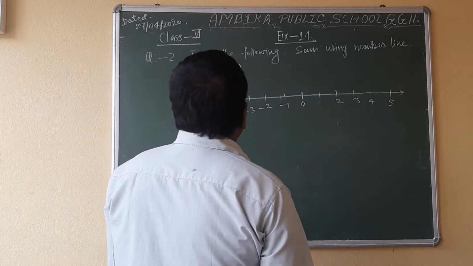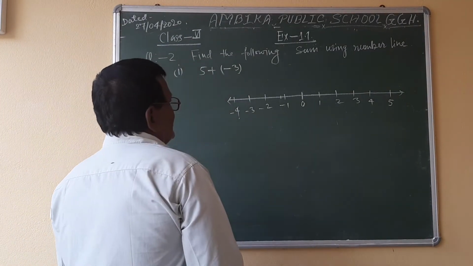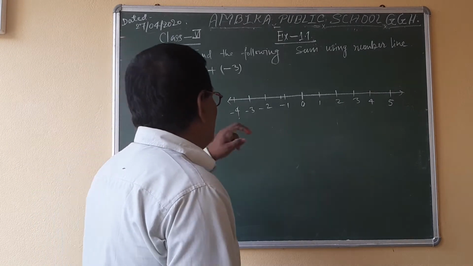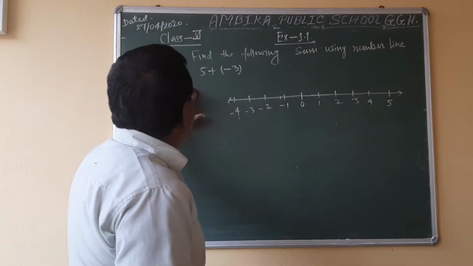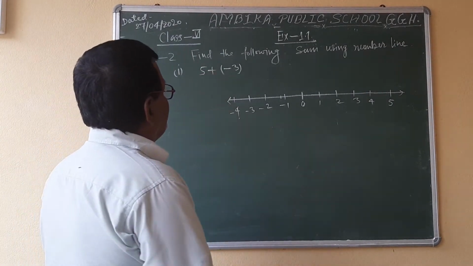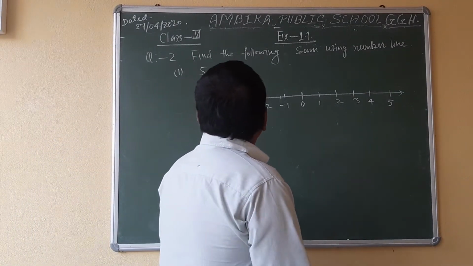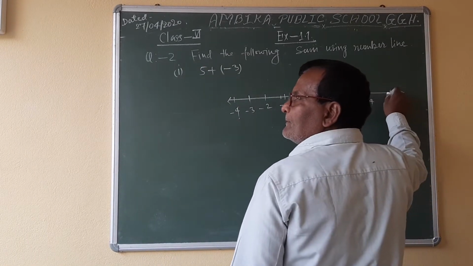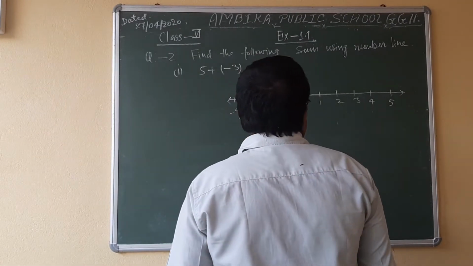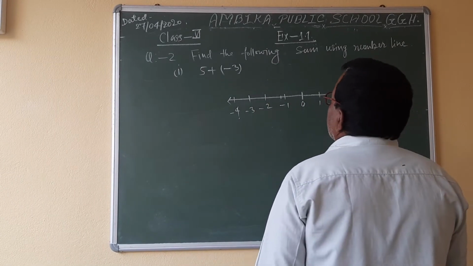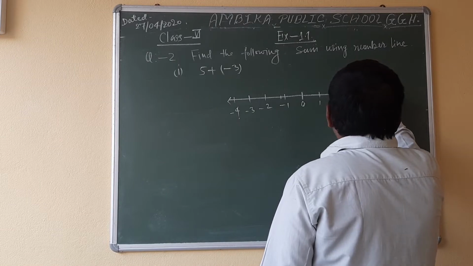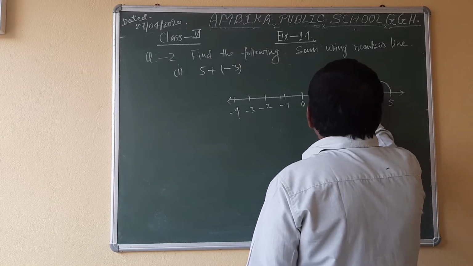Draw a number line and write the numbers on it: 0, 1, 2. Now we have to add 5 plus minus 3. Then starting from 5, we move 3 steps left: 1, 2, 3.